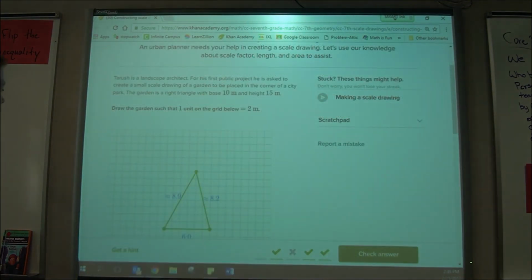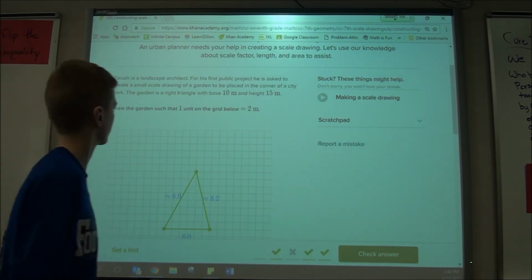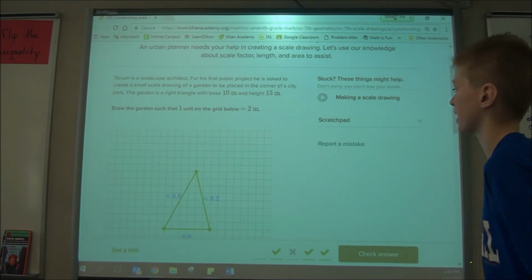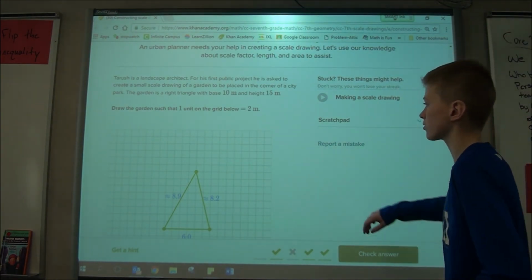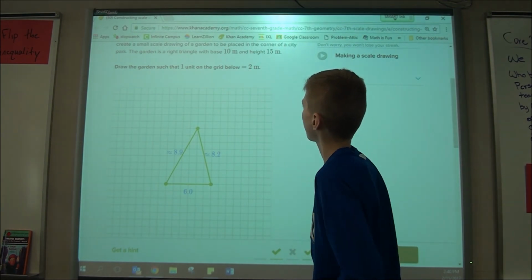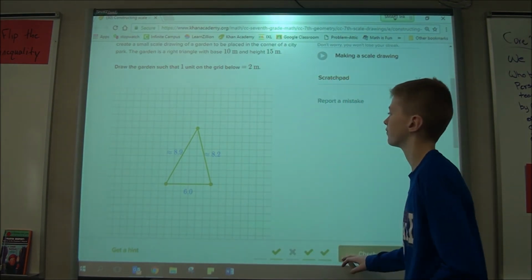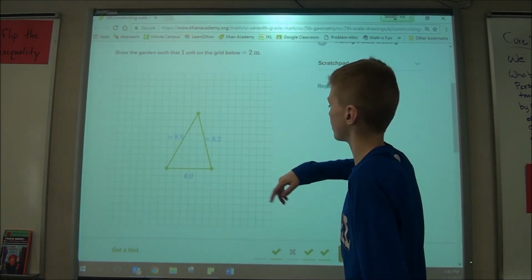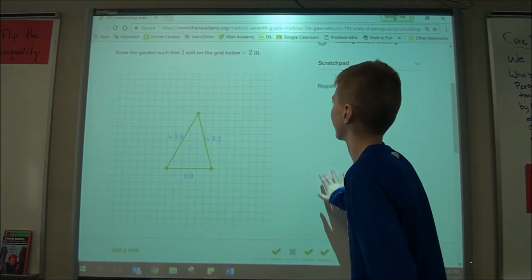Tarish is a landscape architect. For his first public project, he is asked to create a small-scale drawing of a garden to be placed in the corner of a city park. The garden is a right triangle with a base of 10 meters and a height of 15 meters. Draw the garden so that 1 unit equals 2 meters.